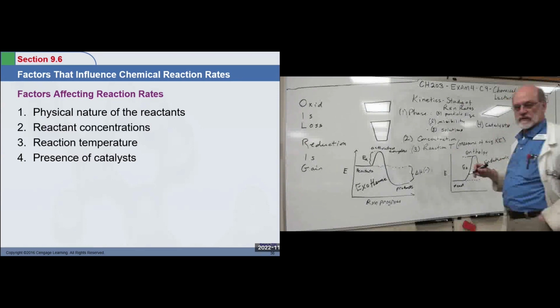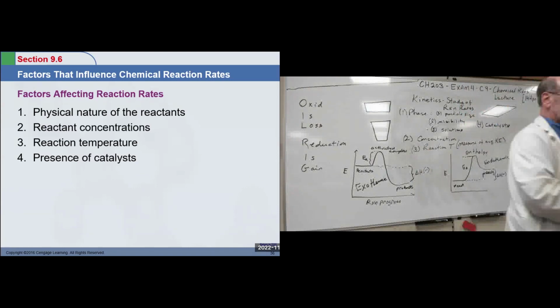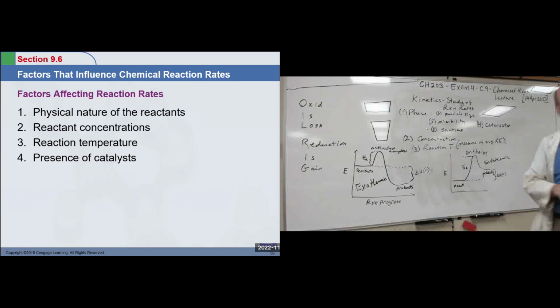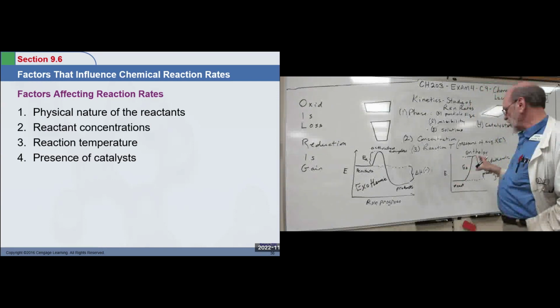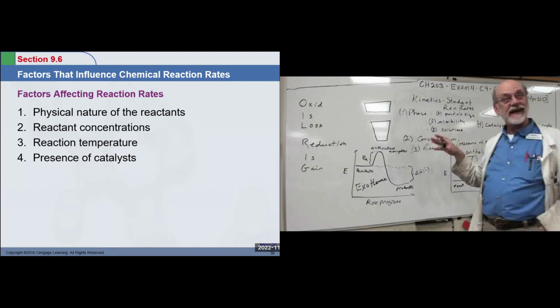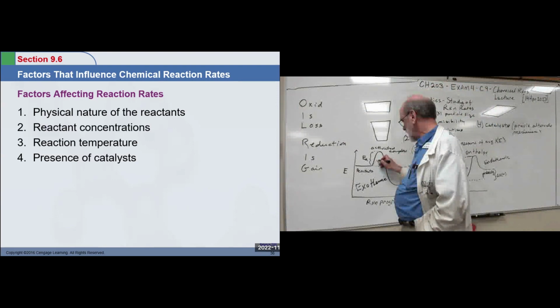So what does a catalyst do? Well, in short, a catalyst speeds up a reaction, causes a reaction to occur faster. But the reason it does that is catalysts provide an alternate mechanism for the reaction. They give it a different pathway. So when you look at the energy diagram for a catalyzed reaction, you find that the activation energy is much lower.